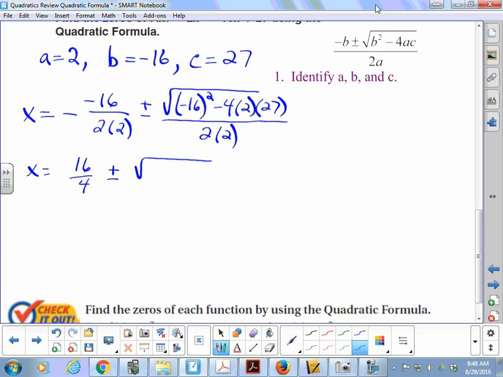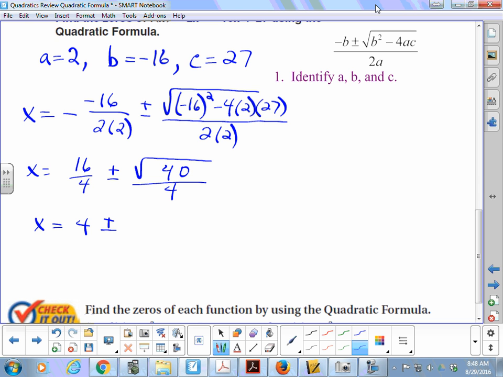And my calculator's messed up. All right, so somebody's going to have to help me out. What do we get when we square 16 and subtract 4 times 2 times 27? 40? Okay. All right, so we get x equals 4 plus or minus the square root of 40 over 4.